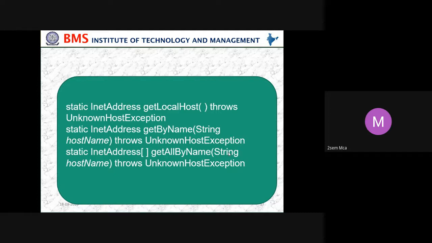So then getByName. What we are doing is getting the same thing with the name. I'm getting bmsit.in. In the same way we have getAllByName. That is where I want everything, not a port number or anything, everything in the form of names. Yes, you can do that. So these are the three different methods available to find out the local host address, the name, or all addresses by name. These are built-in functions we can just use to find the addresses for the internet.